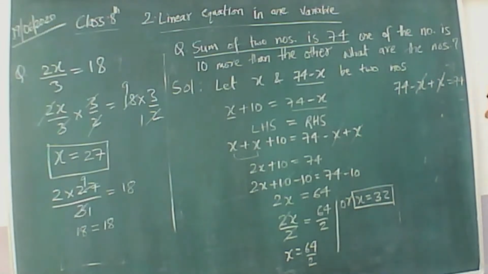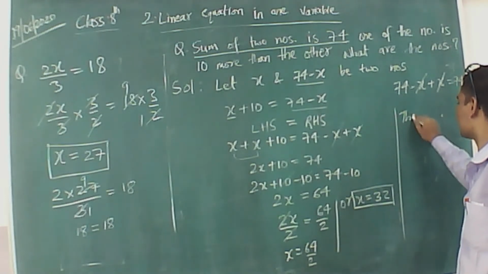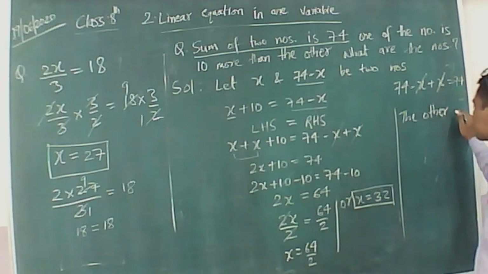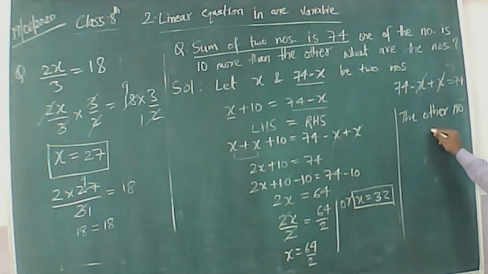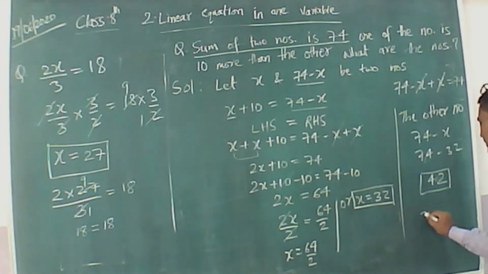Now since x is 32, the other number is 74 minus x, that is 74 minus 32, which will be equal to 42. Therefore, the numbers are 32 and 42.